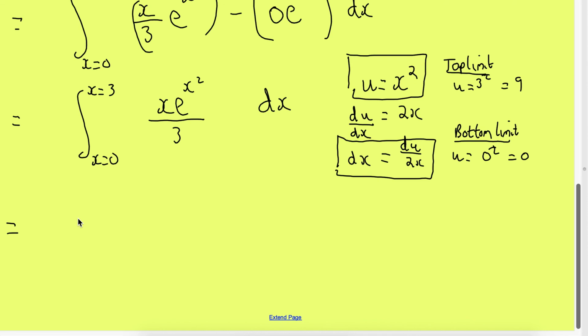So my integral is from u equals 0 to u equals 9 of x e to the power of u, because I've swapped the x squared for u, over 3, multiplied by dx, which is du over 2x.